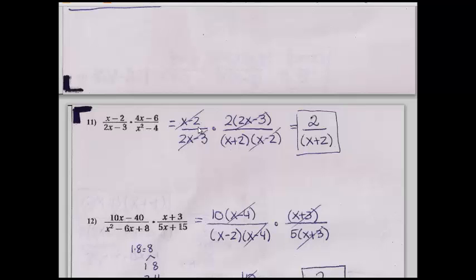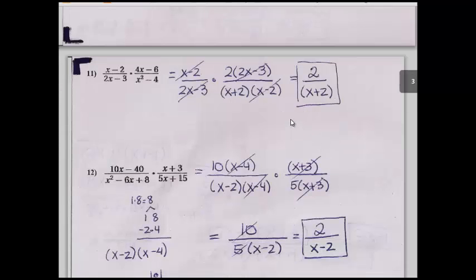Okay, so basically I factor the top and bottom, and then I look for some things that I can cancel. Everything on top I cancel except for the 2, and on the bottom the only thing that didn't cancel is x plus 2. So look at these examples. Remember, the strategy is factor first and then cancel.